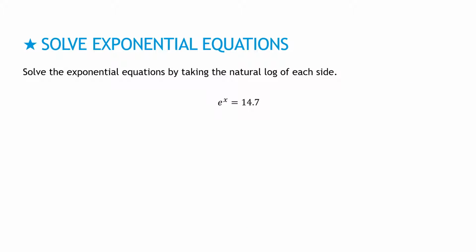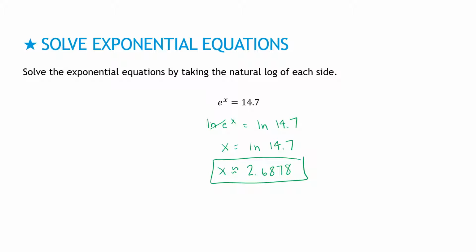This one's nice and easy, so press pause, try the question, press play to see how you did. And of course, this one, all I have to do is take the natural log of each side, because the natural log of e is 1, so I get x on this side. The precise answer is the natural log of 14.7. The not precise or estimated answer is that x is about 2.6878. Done and done.